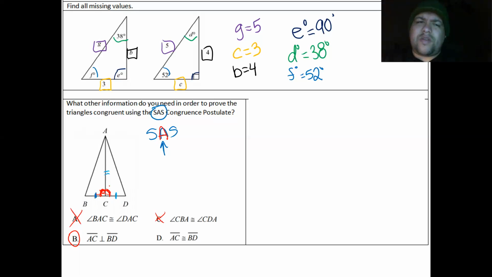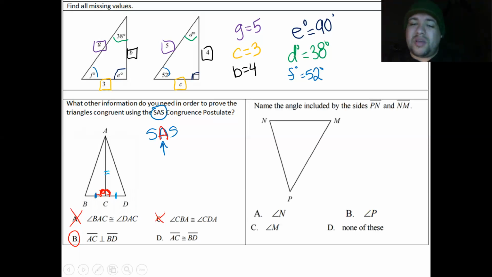You will have to identify some terms like this to make them either hypotenuse leg. It'll give you some kind of side or angle to solve out. So make sure you know how to apply those and how to solve for those. The next one that we're getting here is the same kind of style. Name the angle included by the sides NP and PM. I'll pause it if you need to. Try this out. What do you get?